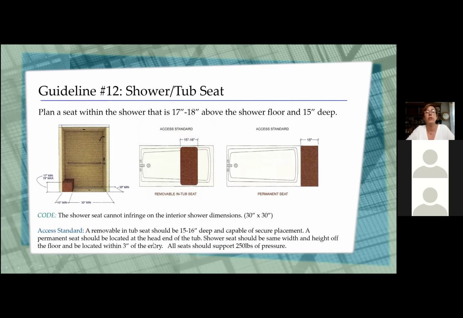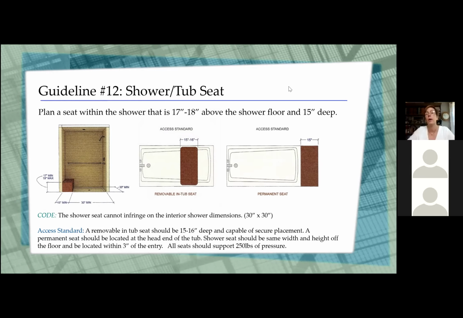Guideline number 12, shower and tub seats. What we're looking to do, if possible, is incorporate a seat into a tub and a shower where possible. There's a variety of different ways you can do that. You can do that where you build in a bench in a shower. There's a way where you can do a removable seat that can bridge over the tub.